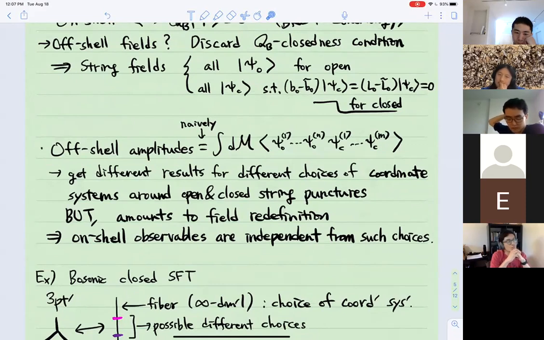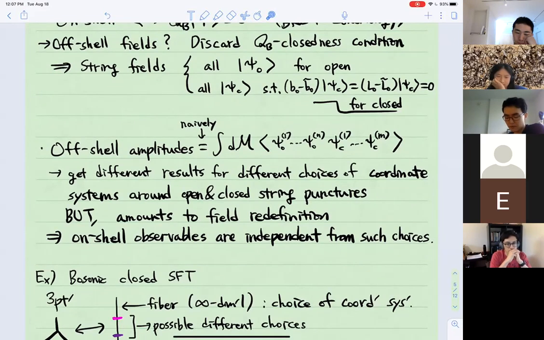But there is a subtlety, which is that when you actually do the CFT correlator computation, you have to specify a coordinate system choice. And the result of this computation actually differs when you make different choices of coordinate systems. So you might say, how is this consistent at all?